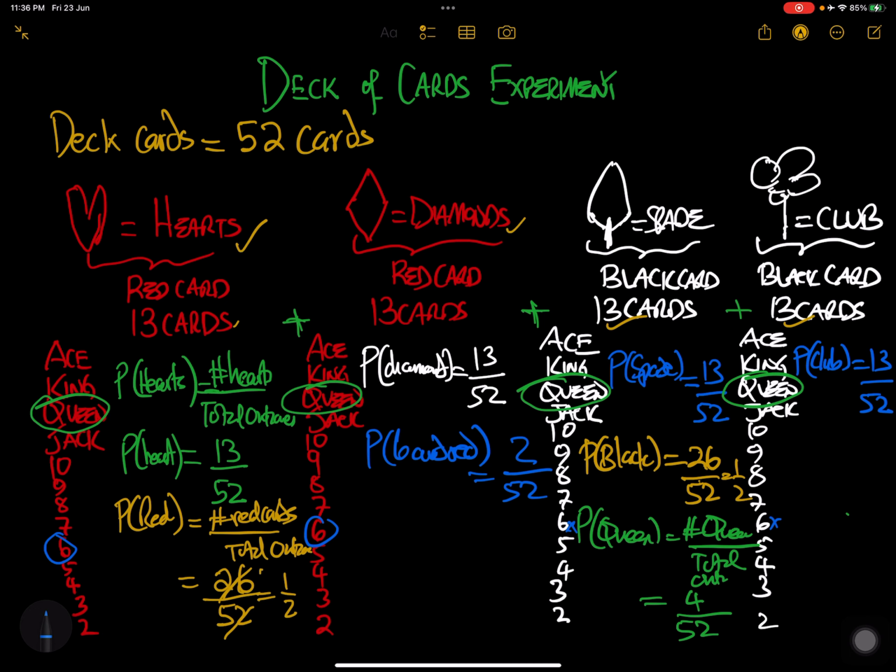This video is about the deck of cards experiment, and we know that the deck of cards has 52 cards, which is a total of 52 outcomes. And then we know the heart is red, has 13 cards. The diamond is red, has 13 cards. The spade is a black card, has 13 cards, same as the club, which is a black card and has 13 cards. So don't forget the formula. The formula is that the probability of an event is equal to the number of that event divided by the total outcomes. And that's what we have used primarily throughout this particular video.